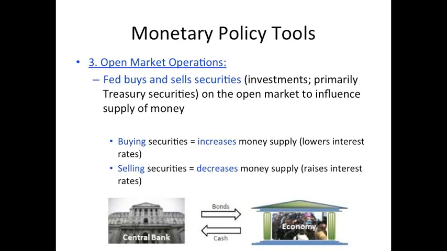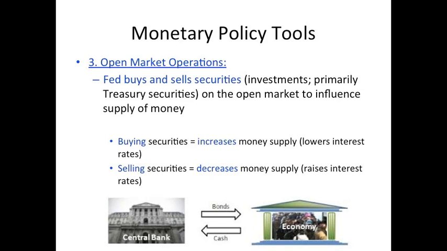Now, this is the most common tool that the Fed will use to try to regulate the supply of money to discourage or encourage economic activity. Basically, what it's doing here is the Fed is buying or selling securities or treasury bonds.